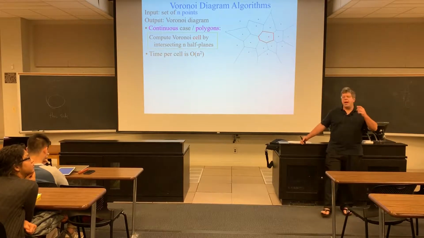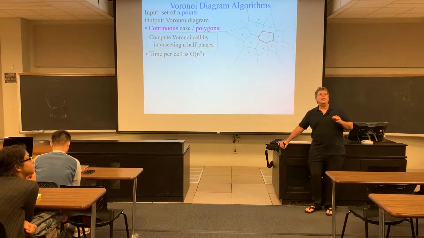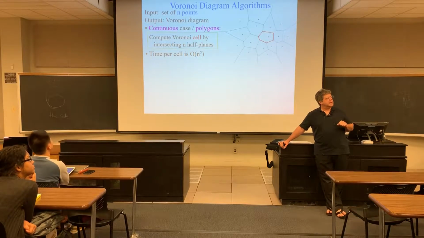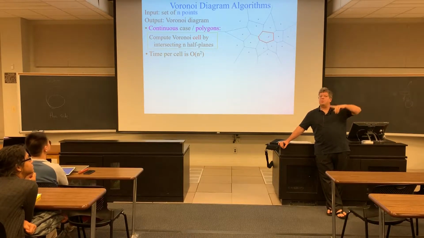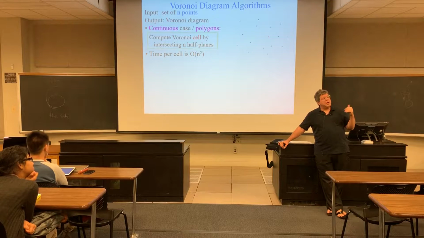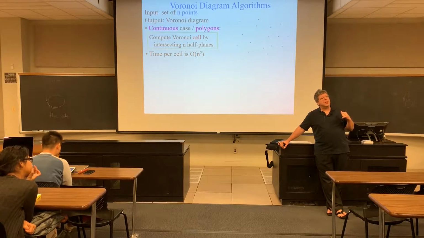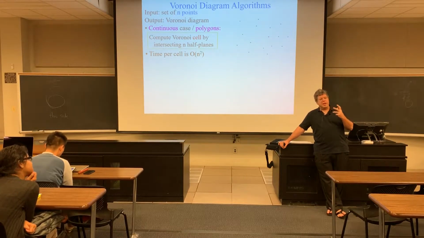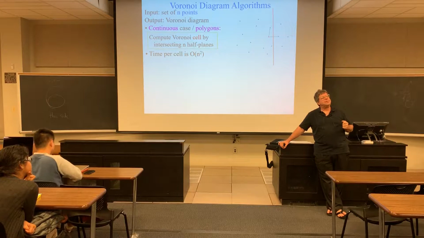Yeah, so a half plane is a convex polygon. It's an unbounded convex polygon, but it's a convex polygon with only one edge. And we already know how to do convex polygon intersection. If you want to intersect convex polygons, we know from the last lecture that you have a subroutine to do that efficiently. By efficiently, we mean linear time.